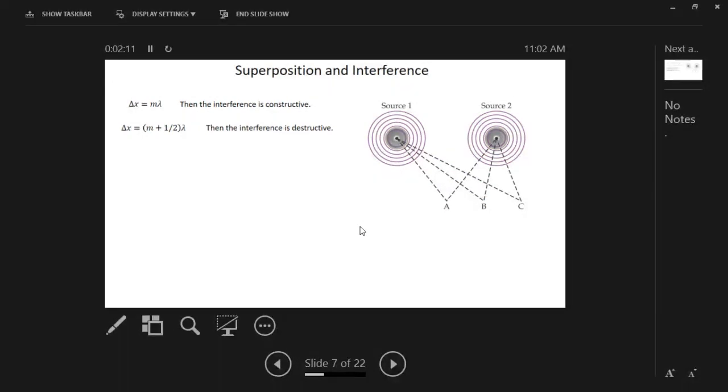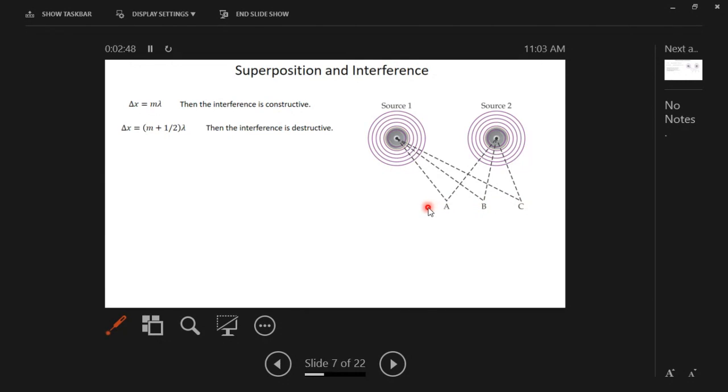So if we have two sources, like source 1 and source 2, these sources could be sources of sound waves or light waves or any other type of wave that we can imagine. These two generate waves in all possible directions. Now, if you sit, for example, at A, at any given time, there are two waves coming at you. One of them is coming from source 1, the other one is coming from source 2. That happens at any other point as well.